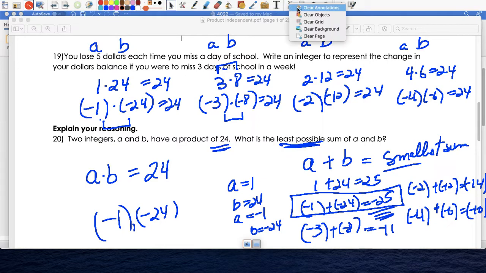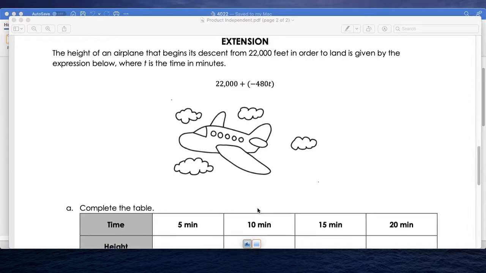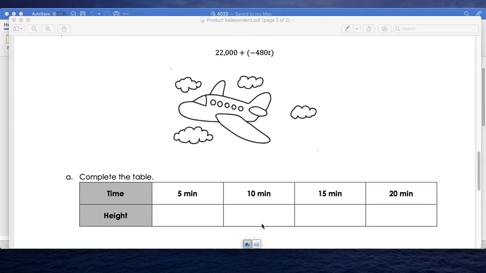Okay, so it's not clearing, clear. Okay, there we go. And then on the other side, we have an airplane that begins its descent. Imagine the airplane's at 22,000 feet right now, and in order to land, it begins descent from 22,000 feet, given by the expression below, where t is time in minutes. Okay, so complete the table.